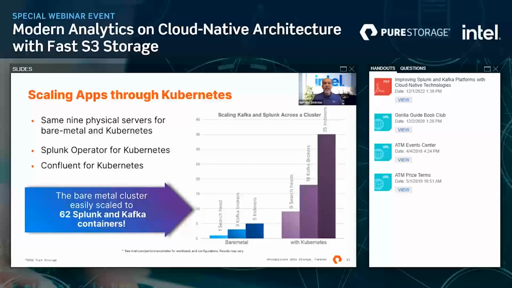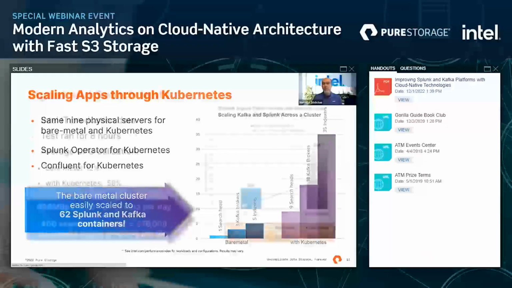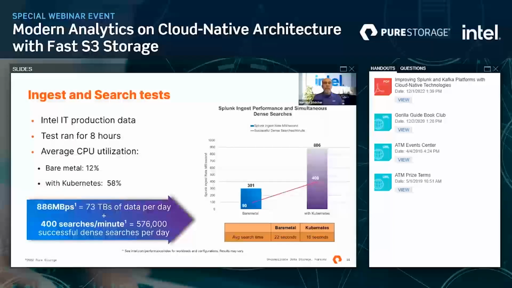These are exactly the same 9 servers that we used for our bare metal testing in blue, and then the purple ones on that side. The key components were the Splunk operator for Kubernetes and the Confluent connector for Kubernetes. So this is really the power of being able to use your disaggregated storage and containerization with your Intel processors and NICs. Next slide. So this one's to you.